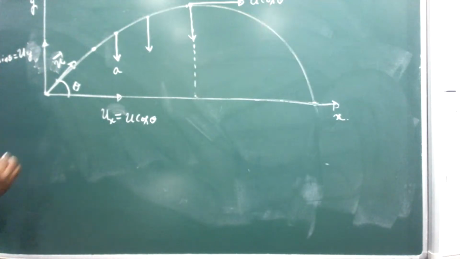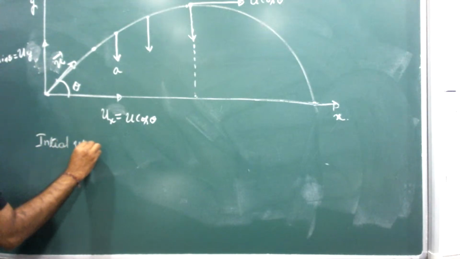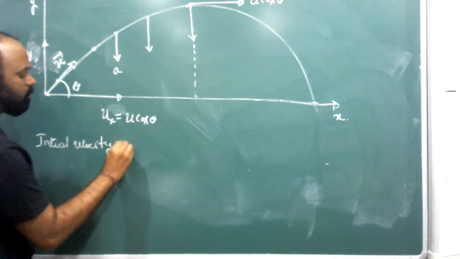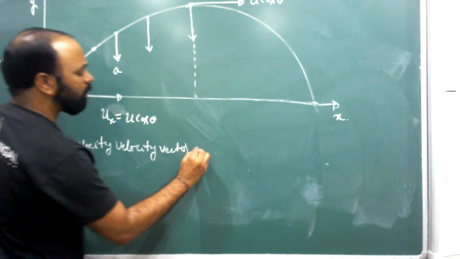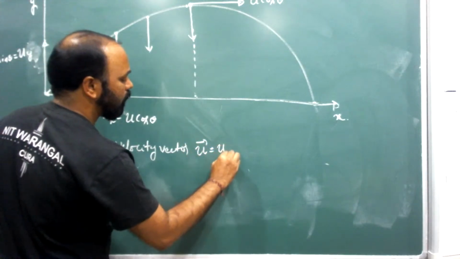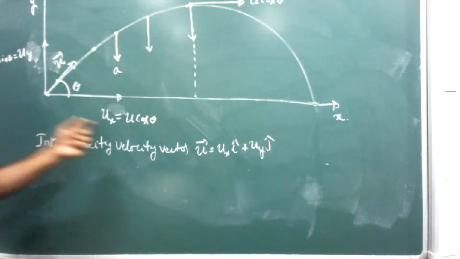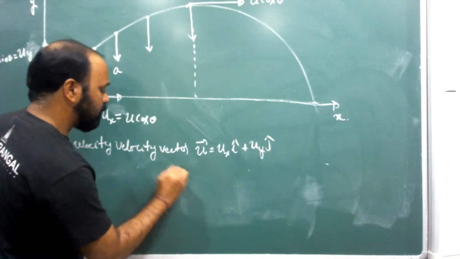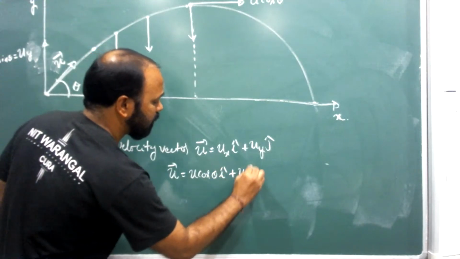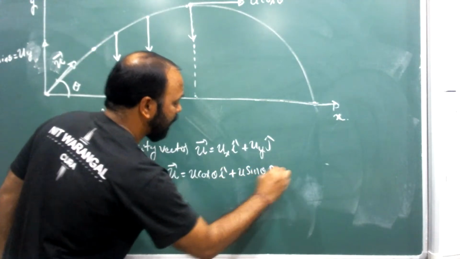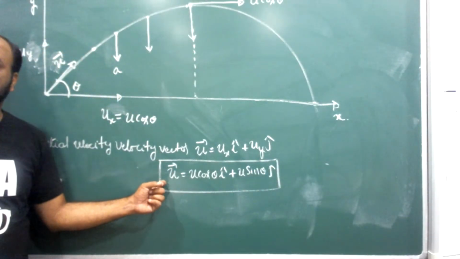Suppose they ask, what is the initial velocity vector? We can write u bar equals ux i cap plus uy j cap. The ux value we know is u cos theta, so this is u cos theta i cap plus u sin theta j cap. This is the initial velocity of the projectile.